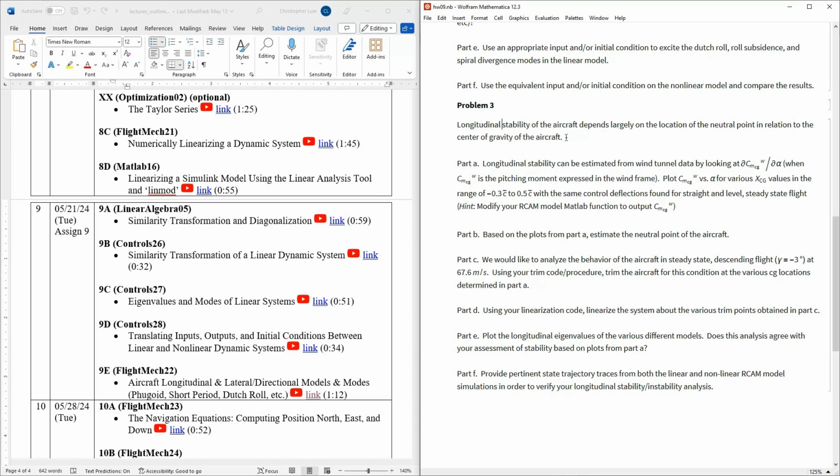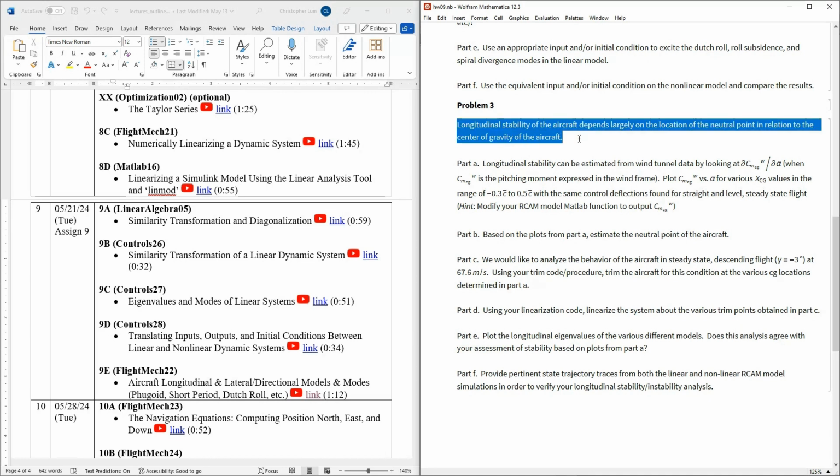So let's just talk this through. A lot of times, I'm sure you've heard in your introductory flight mechanics class, the back of the envelope discussion is the rule of thumb that the longitudinal stability of your aircraft depends a lot on where the center of gravity is located. If it's in front of the neutral point, you are usually longitudinally stable. If it's behind the neutral point, it's unstable. And that's what people just kind of say, and they don't back that up with a lot of equations or analysis.